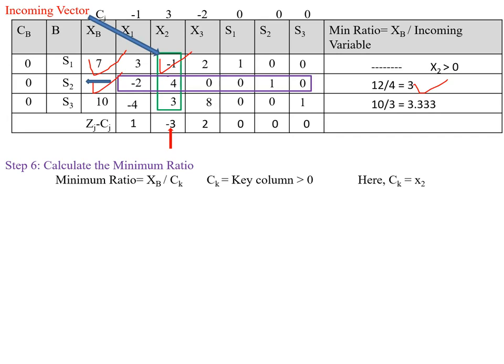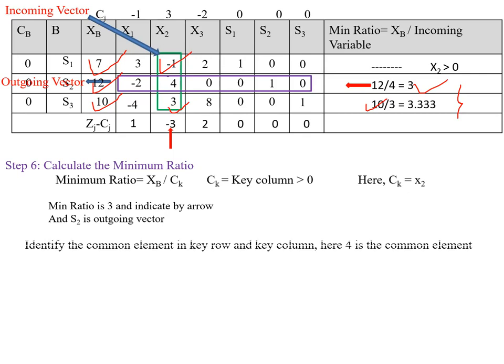So next xp value is 10, and the respective ck value is 3, and xp by ck will become 10 by 3, that is 3.333. So among these two values we have to identify the minimum value, that is 3, and the respective row variable we call the outgoing vector, that is s2.